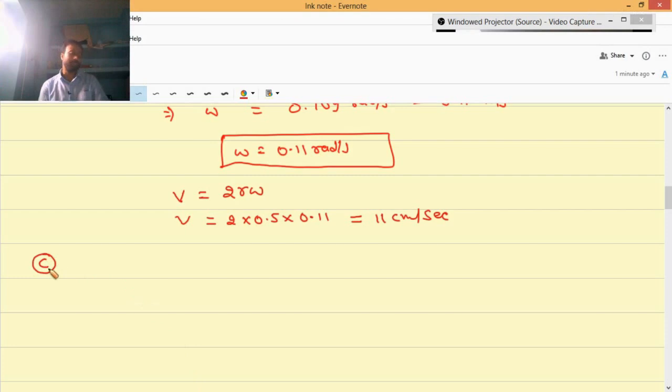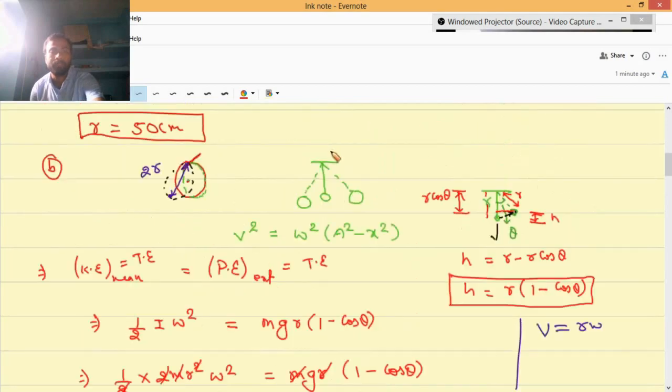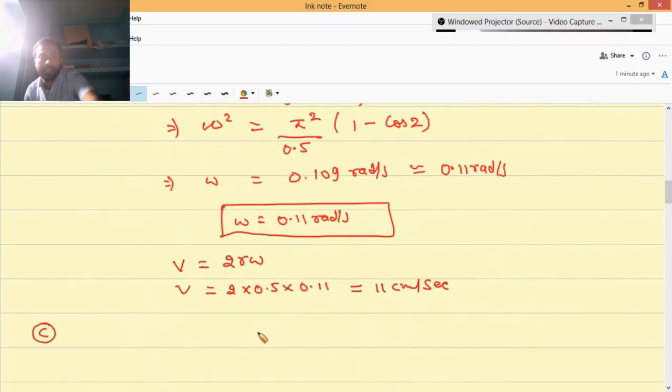In the C part, what is asked is the acceleration of the particle as it goes through its mean position. See, when the particle goes through its mean position, a centripetal acceleration, meaning towards the center, will act. So there will be only centripetal acceleration here, and because of that, the value of acceleration is asked in the C part.